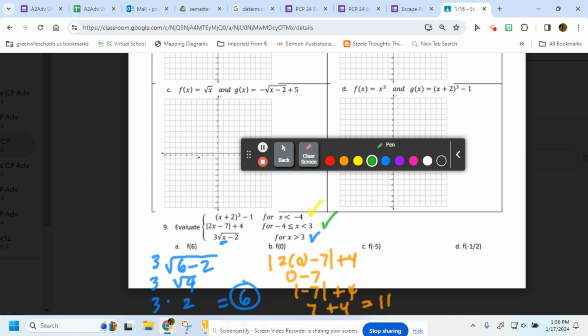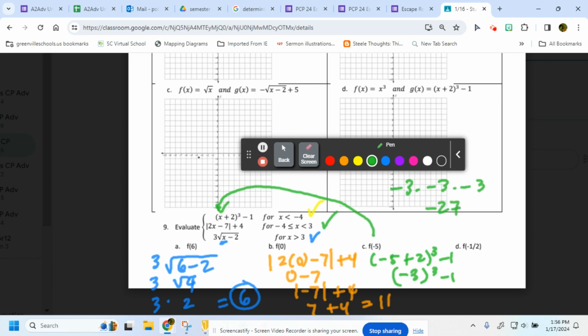And f of -5. -5 is smaller than -4, it's less than -4, so you're going to plug in -5 right here. So -5 plus 2 cubed minus 1, -3 cubed minus 1. The meaning of cubed is -3 times -3 times -3. That will give you -27 minus 1. The answer is -28.